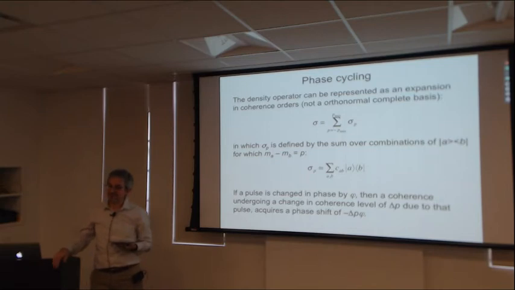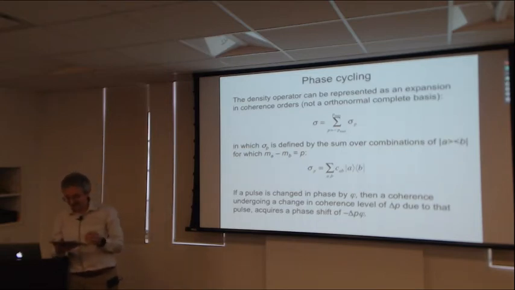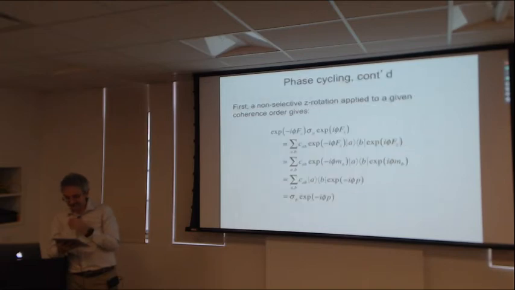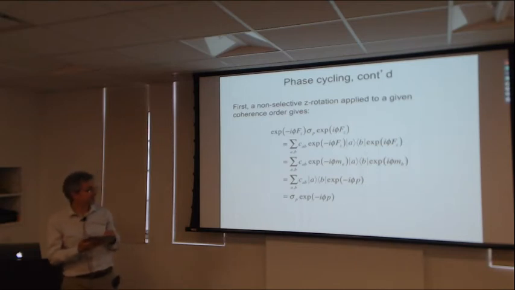This phase cycling theory is most powerful if you're thinking about double quantum filtered experiments, triple quantum filtered experiments, 2 quantum experiments, 3 quantum experiments, because it lets you avoid writing out every step of the pulse sequence and doing the calculation and adding everything up. In any event, here's a proof of the statement that if you shift the phase of the pulse, you change the phase of the coherence.